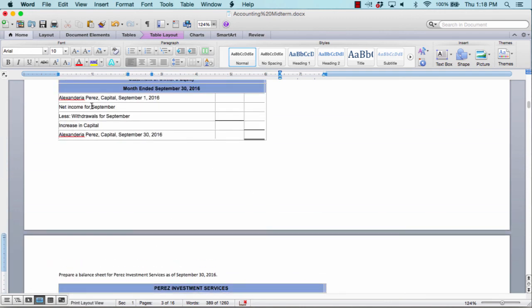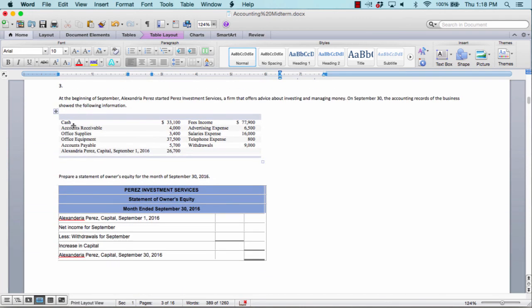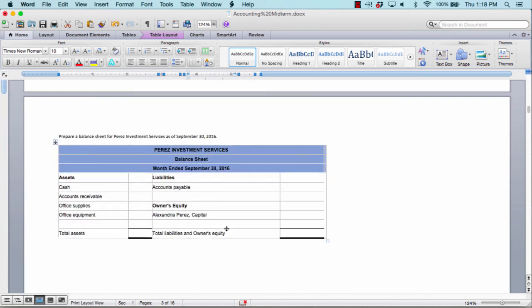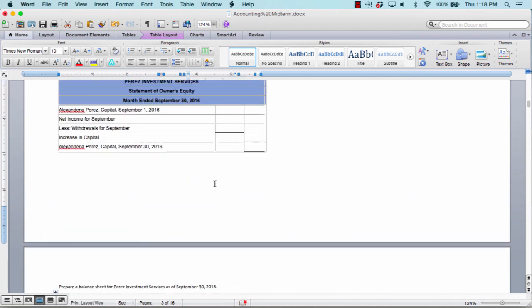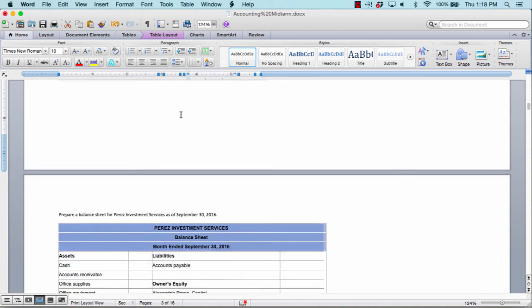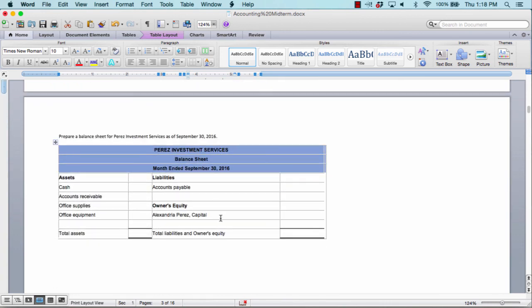Just like up here for net income, there's no net income category up here, but you have to figure it out by taking your revenues minus your expenses. Your revenue is going to be your fees income, and here are all your expenses right here. It's going to be this value minus this value to give you the net income, okay? So if you see the category up here, transfer it. If you don't see it, that means you have to do something with it to get that number.